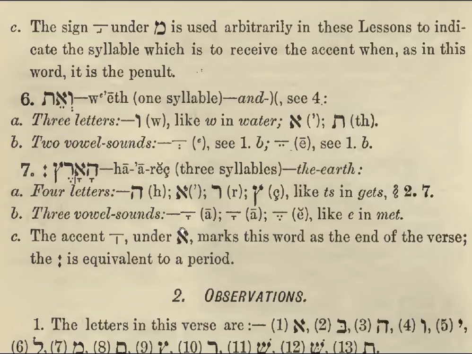So the vowel sounds are a, a, e. And this line, the accent line, under the aleph, marks this word as the end of the verse. And so it's equivalent to the two dots, one above the other. And it also marks the place where the accent falls. Ha-aretz.